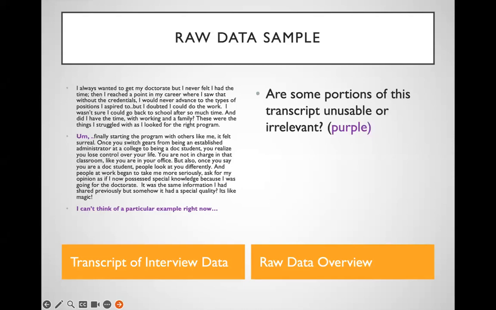Let's look at an example, no? So, for example, look at this text. It's a raw data example from an interview script. I always wanted to get my doctorate, but I never felt I had the time. Then I reached a point in my career where I saw that without the credentials, I would never advance to the types of positions I aspired to. But I doubted I could do the work. I wasn't sure I could go back to school after so much time. And did I have the time with working and a family? These were the things I struggled with as I looked for the right program.